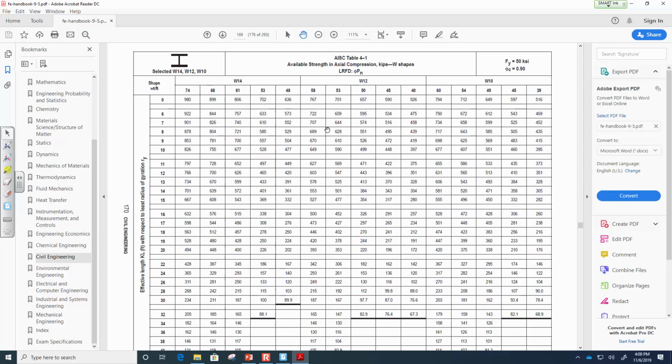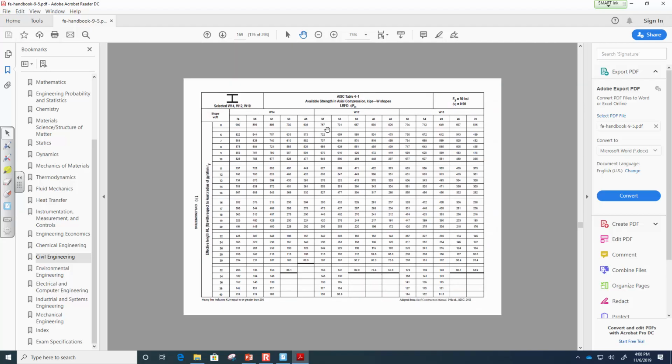So if you go on, here's your length with respect to the least radius of gyration. Here's your W shape. And these are the compressive capacities. So remember we would go into the table with either KL in the Y direction or KL in the X direction divided by RX over RY. For those of you who remember that from steel design, that's this table.